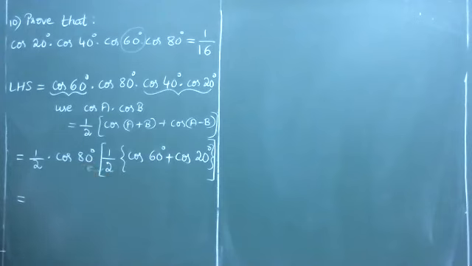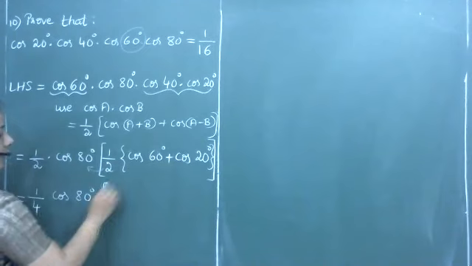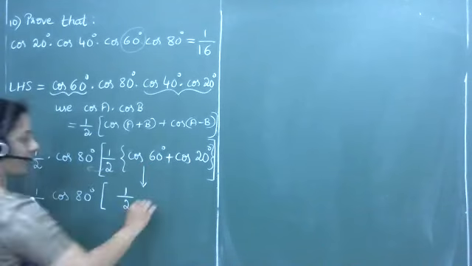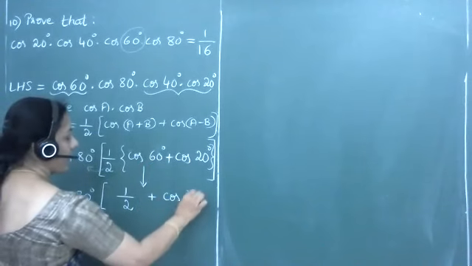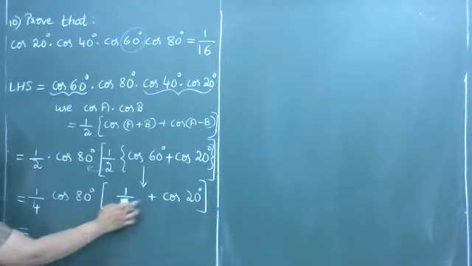Remember here you are multiplying the two expressions. So I can easily bring this half outside and multiply it with the coefficient half here. 1 by 2 into 1 by 2, I will take it as 1 by 4 multiplied with cos 80 degrees. Let us see what happens to the remaining expression. Again I have cos 60 degrees, which I will put as 1 by 2, plus cos 20 degrees. Now we will be using the distributive property of multiplication over addition.